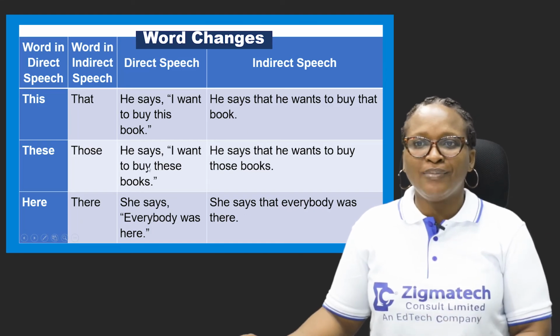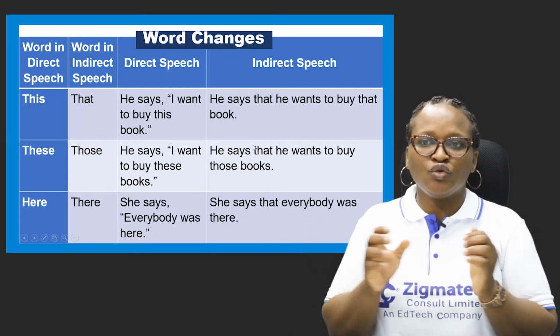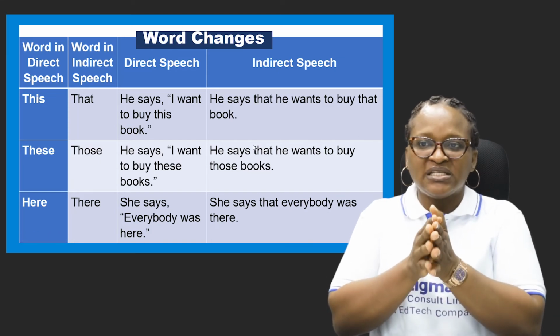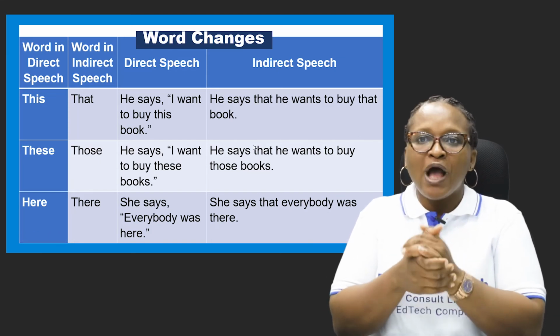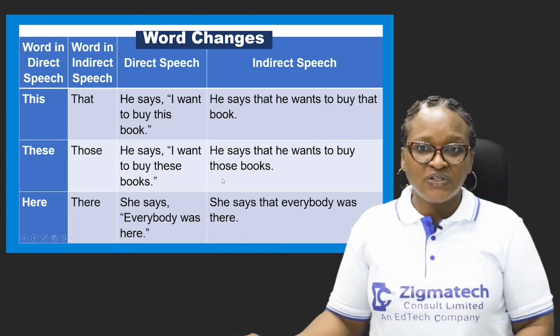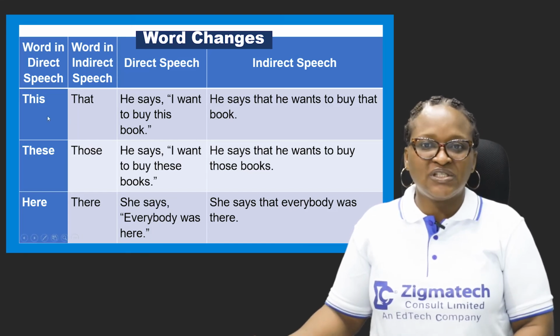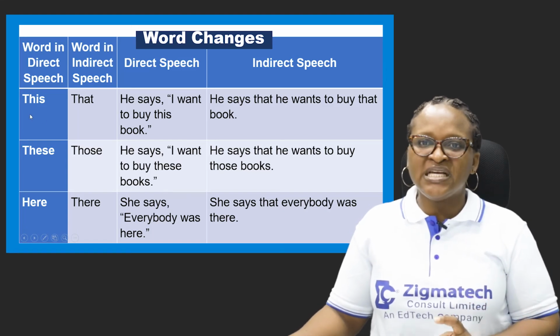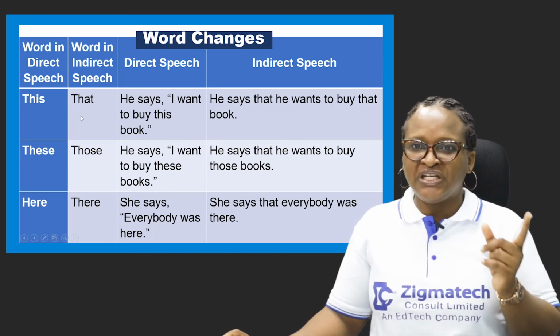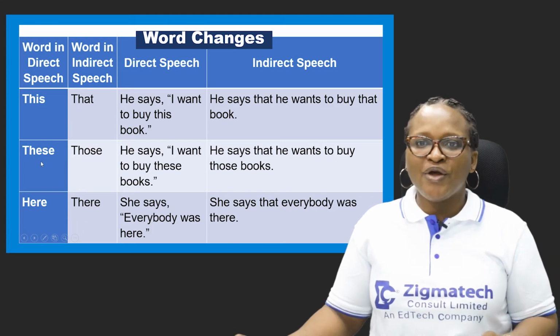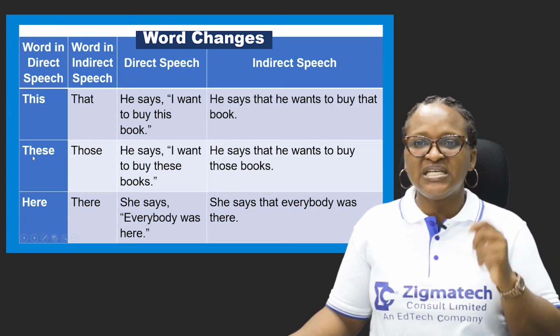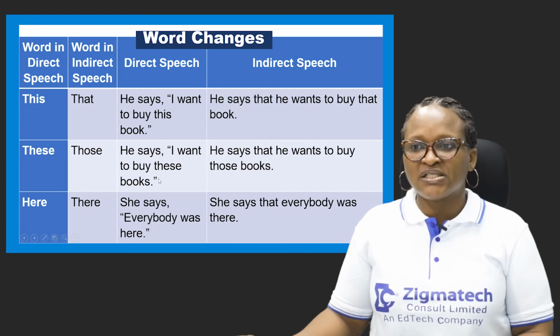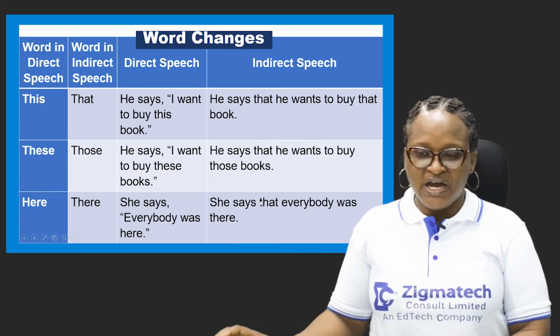He says, I want to buy these books. So it becomes, he says that he wants to buy those books. He said that he wants to buy those books. So at what point do I use these and those? And at what point do I use this and that? I just explained it. When you're talking about a singular noun, you use this and that: that at the point of indirect, and this at the point of direct. Now, when you're talking about plural nouns, you use these and those: these at the point of direct, and those at the point of indirect.